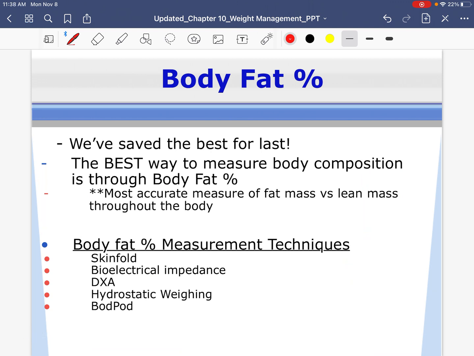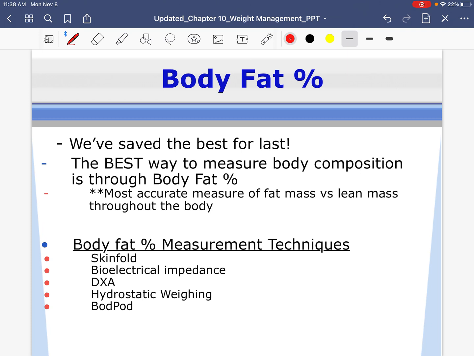It gives us more information than the BMI, but still not great because we're only measuring one region. Now, probably the best way to get an assessment: overall weight gives us one number, but it doesn't tell us the type of mass, lean versus fat. The best way to differentiate lean versus fat is to measure body fat percentage.